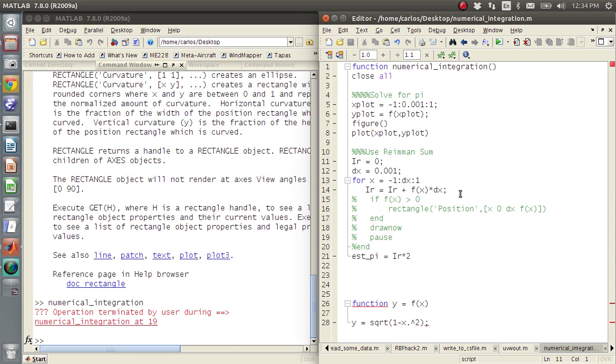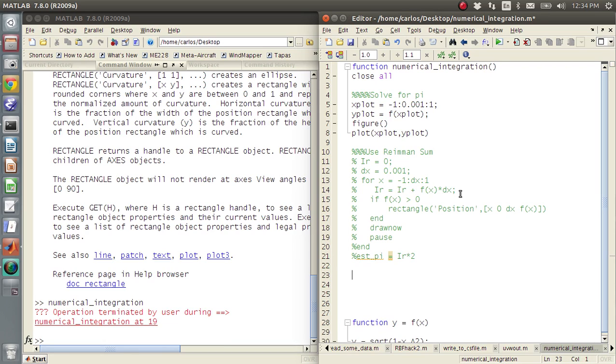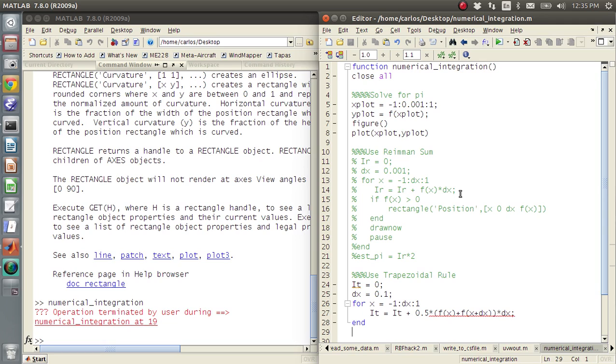Here, I'm just going to comment all of this out. What is it there? Okay, cool. So then what I'm going to do is instead use Trapezoidal Rule, and I'm going to say IT equals 0, dx equals 0.1, and for x equals -1 dx to 1, same thing, except now IT is IT plus 0.5 times f of x plus f of x plus dx times dx. And that's the area of a trapezoid.